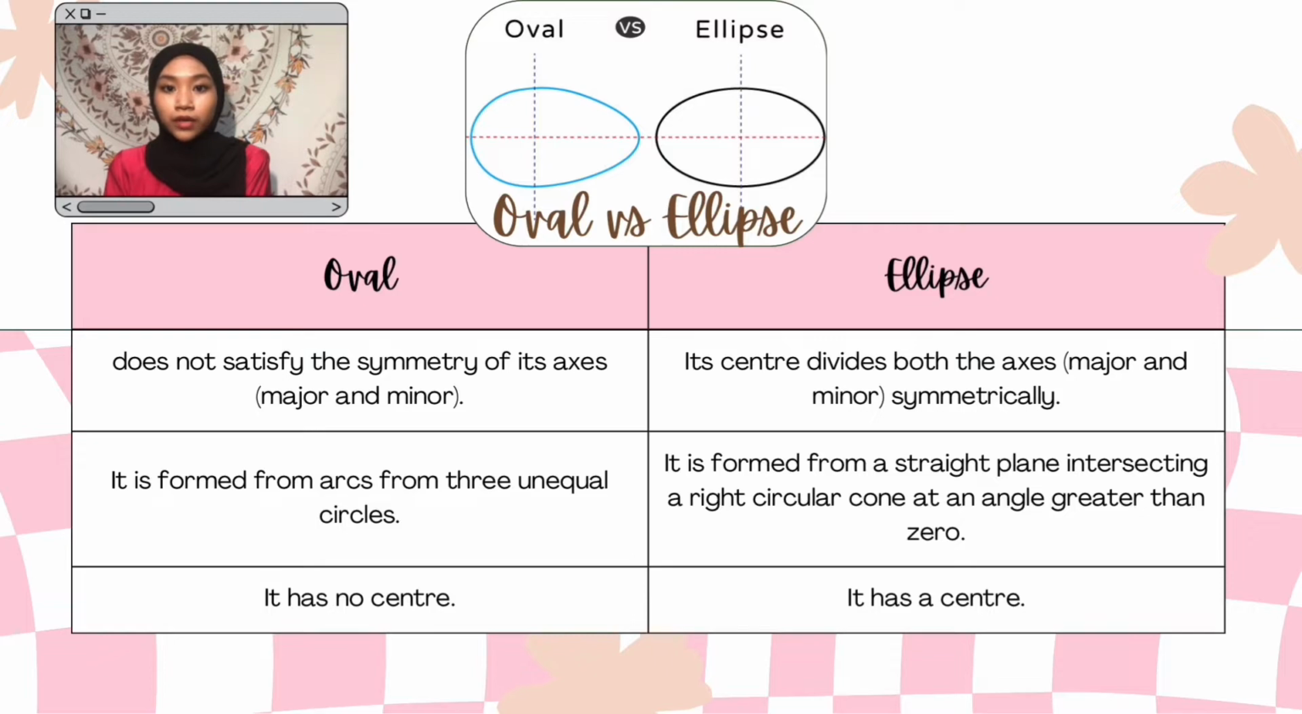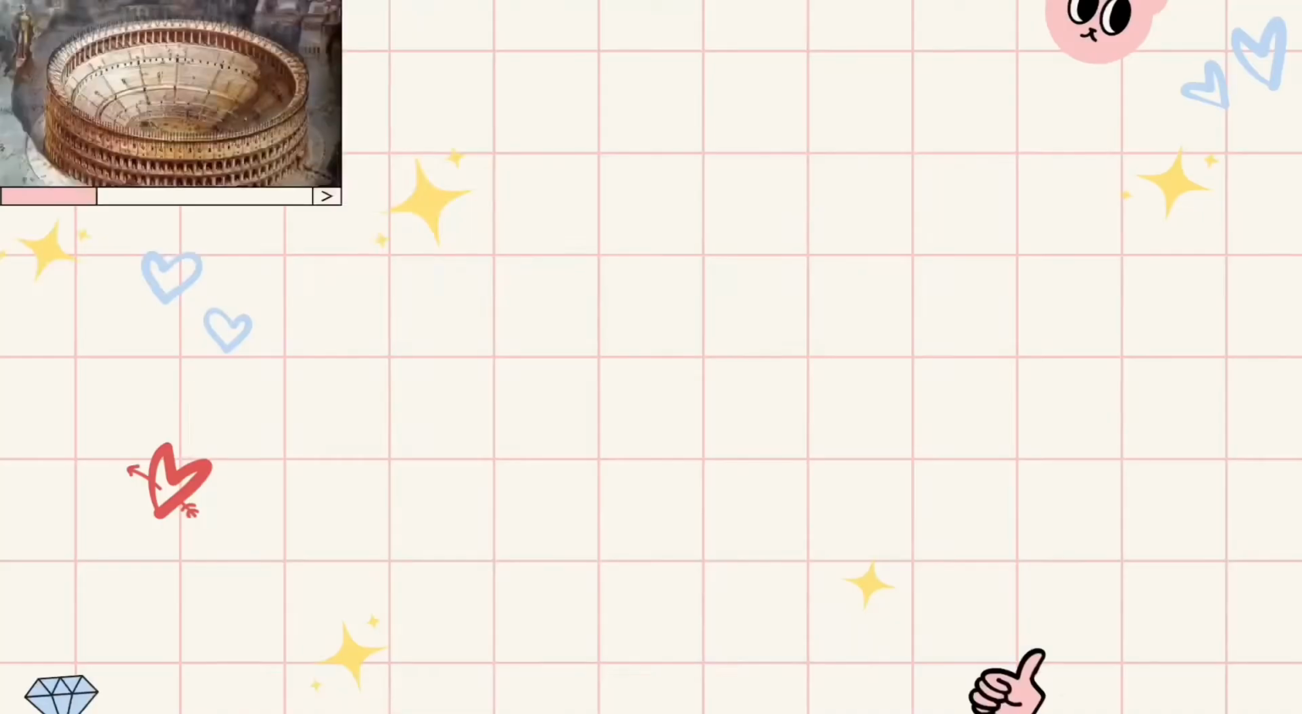Next, the difference between oval and ellipse. An oval does not satisfy the symmetry of its major and minor axes, while in an ellipse, the center divides both axes, major and minor, symmetrically. Next, an oval is formed from arcs of three unequal circles, while an ellipse is formed from a straight plane intersecting a right circular cone at an angle greater than 0. Last but not least, an oval has no center but an ellipse has a center.